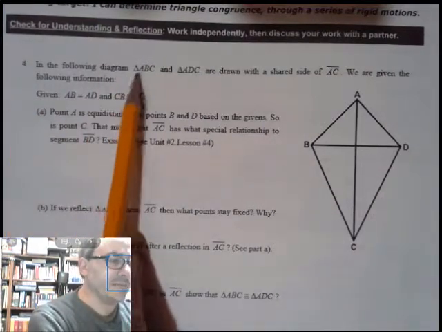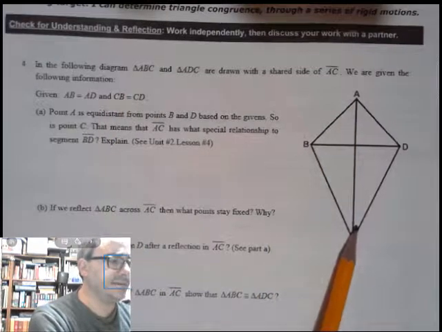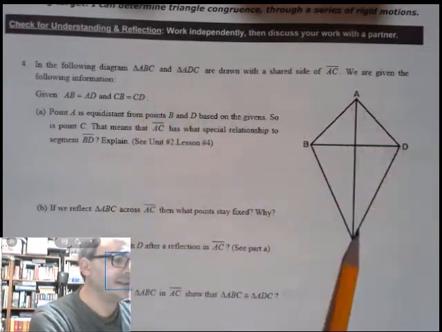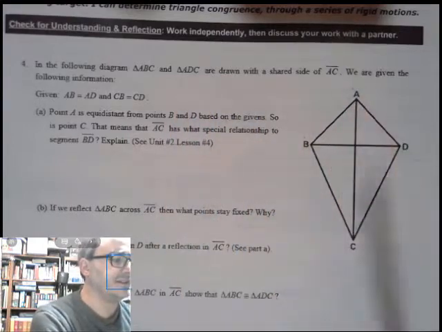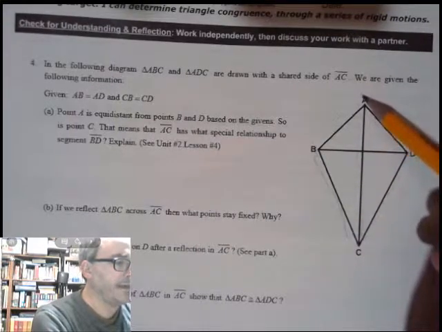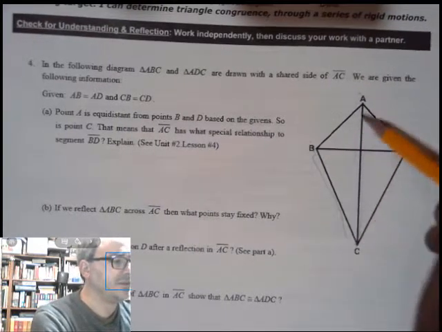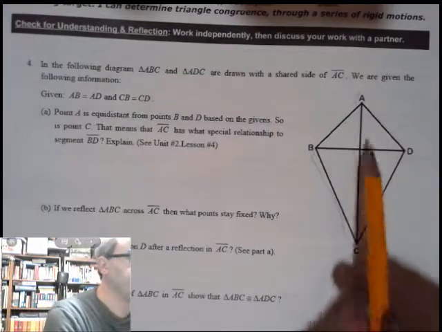In the following diagram, triangle ABC and triangle ADC are drawn with a shared side AC. So this is a shared side. This triangle here and this triangle here are drawn with a shared side. That's their shared side right there. So it's the big triangle it's talking about.